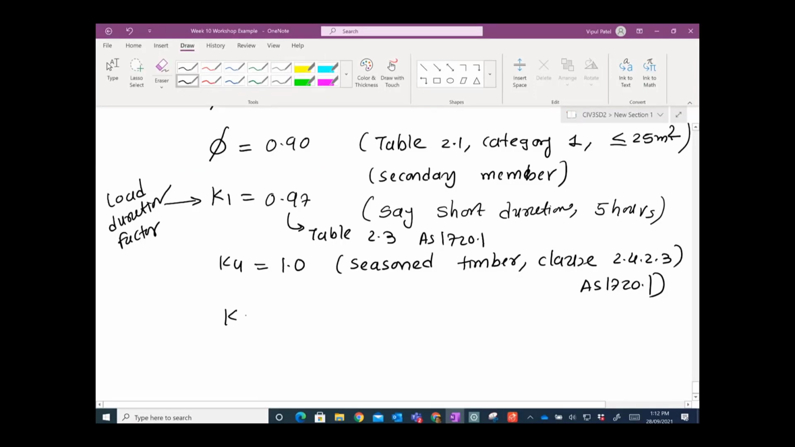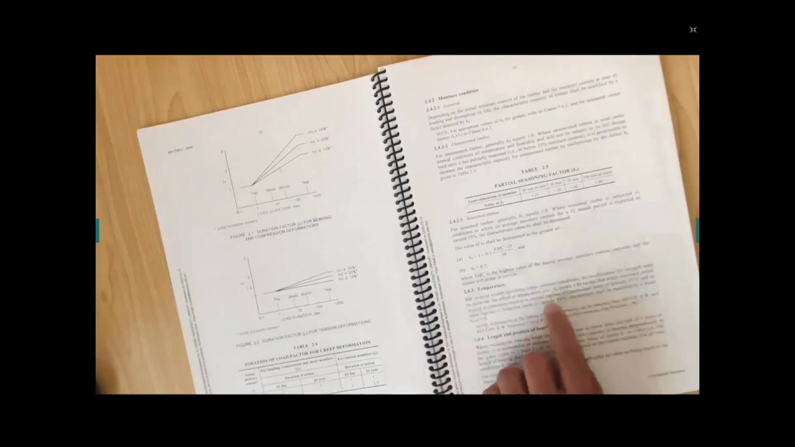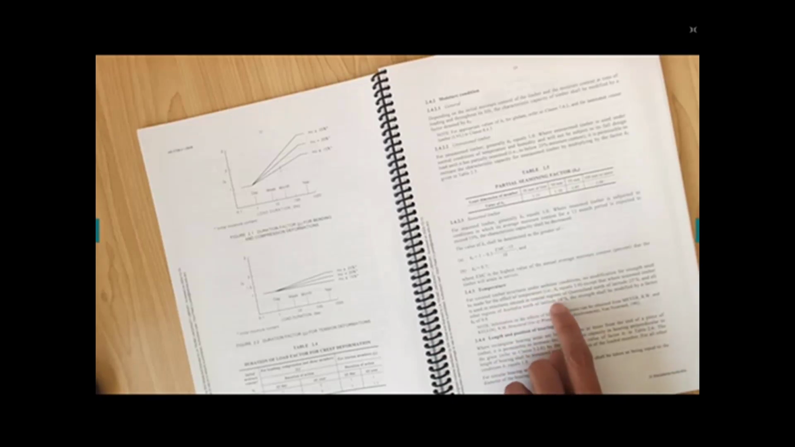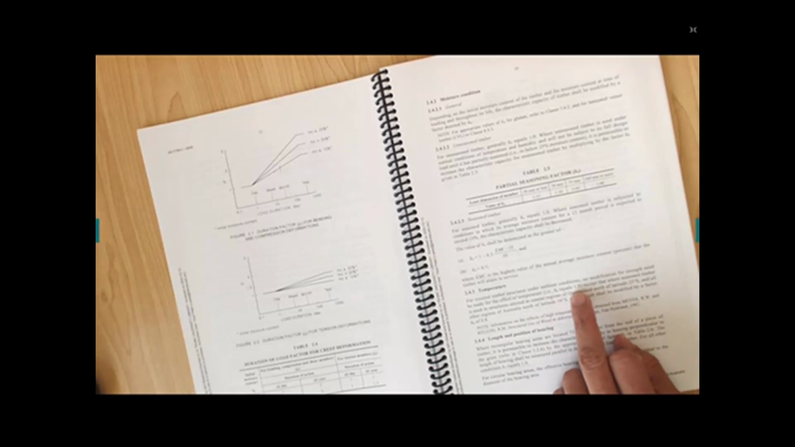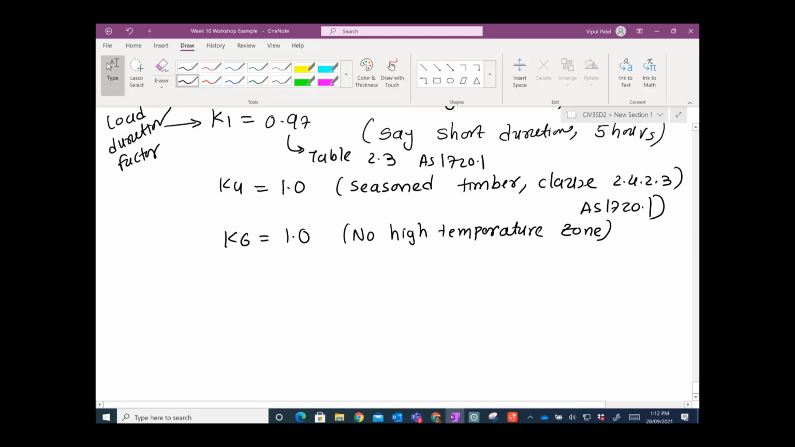K6, which is the temperature. K6 is generally taken as 1 unless you are in North Queensland, or in Darwin, north of Australia, where you have a high temperature zone. We are taking K6 equal to 1. Let's say this timber beam has not specified anything, so no high temperature zone, K6 equals 1.